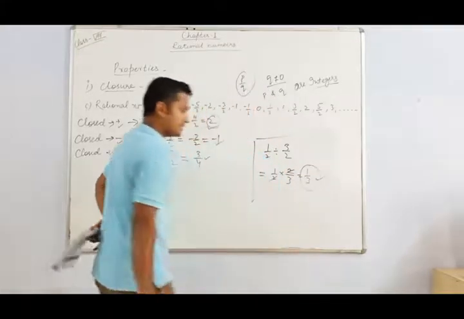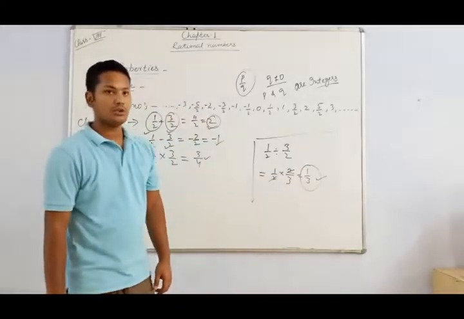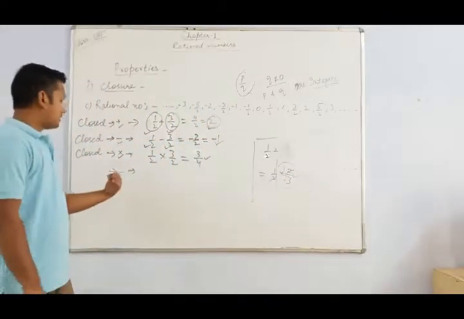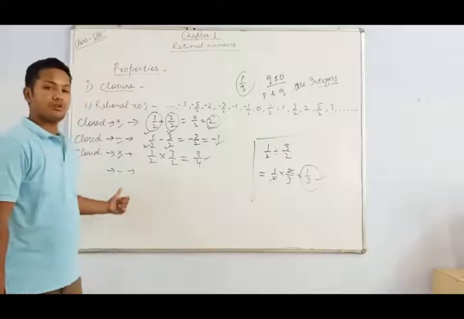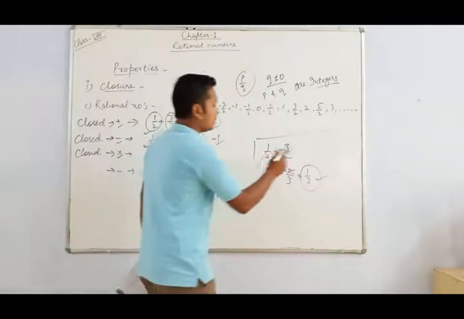Is it a rational number? Yes. Why? Because it can be expressed in the form of P upon Q. So it is a rational number. So directly you can say that rational numbers are closed under the operation of division. But it is not true. Why? Let me show you why.